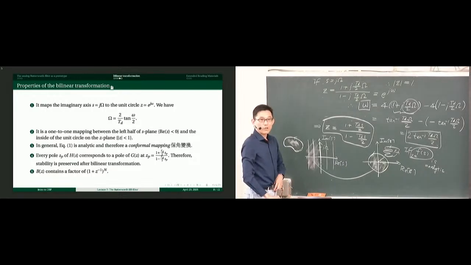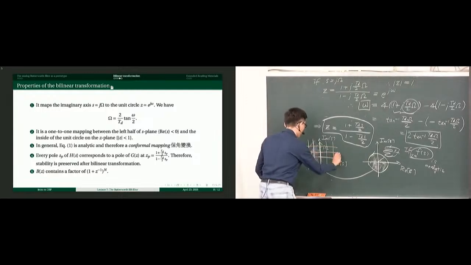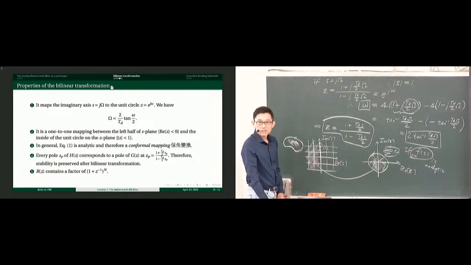Okay, so in tomorrow's discussion, I ask you to find out what exactly they are. You can find out the expression. Straight lines are mapped to circles, and horizontal straight lines are also mapped to circles. So we have two families of circles, okay? And the angle should be preserved.